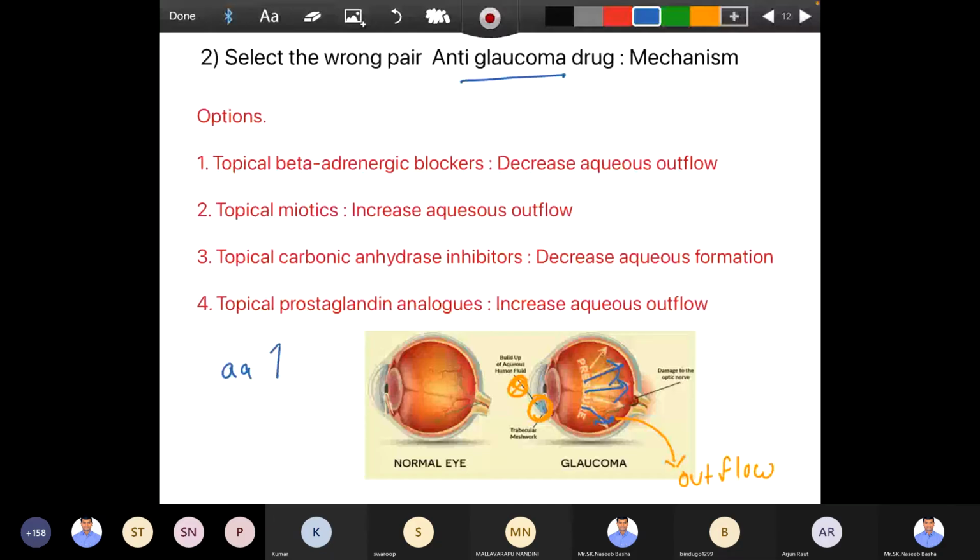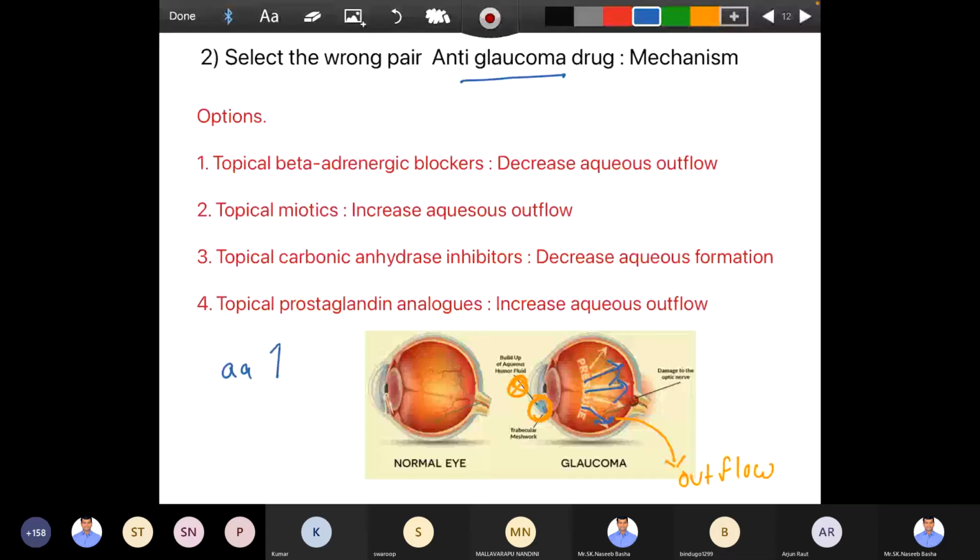Look at the options now. What are all the options? Leave the first. The first one is anti-glaucoma drug. The second one is the mechanism. Look at this mechanism. Increase aqueous outflow. That means the aqueous fluid is coming out. Yes, it will treat glaucoma. Next one, decrease aqueous fluid formation. You are blocking this fluid formation. Yes, it will treat glaucoma. Increase aqueous outflow. Again, you are increasing aqueous outflow. Yes, it treats glaucoma.